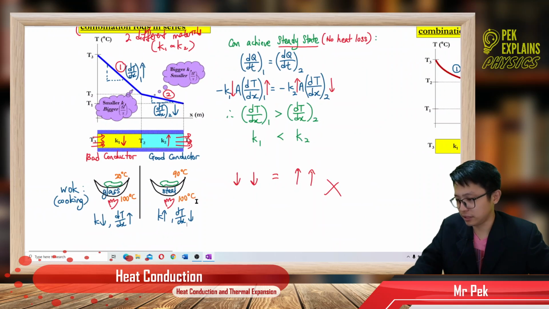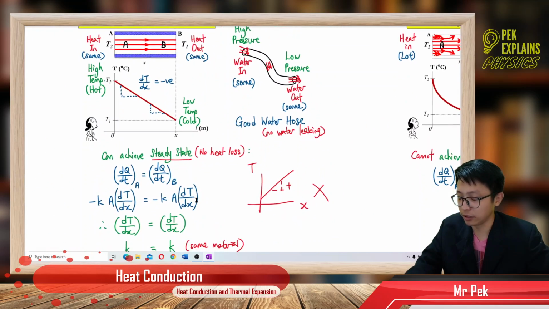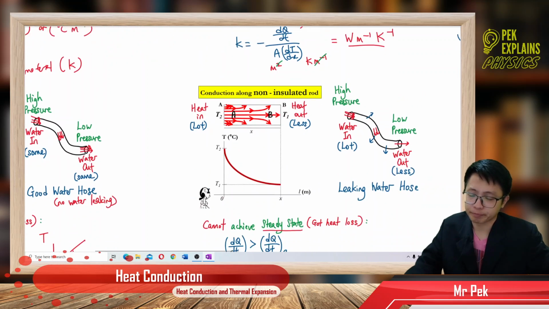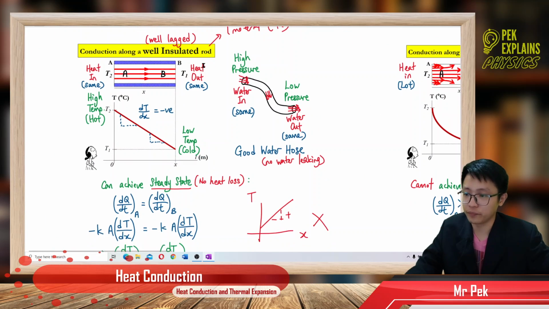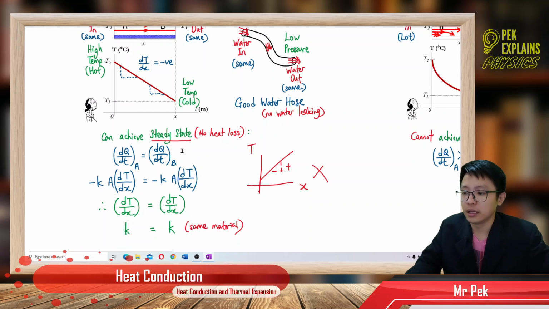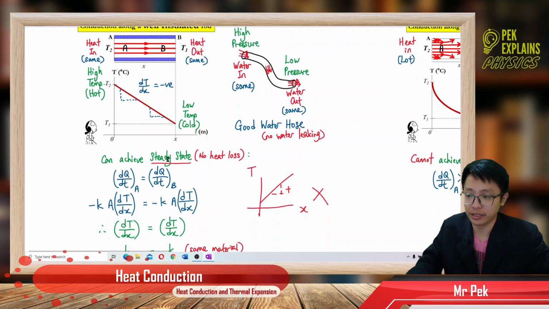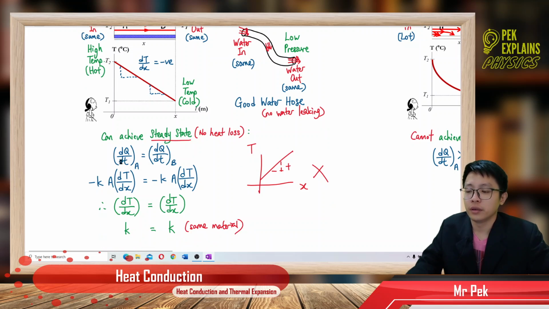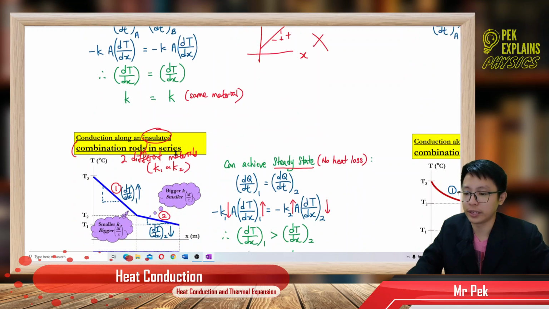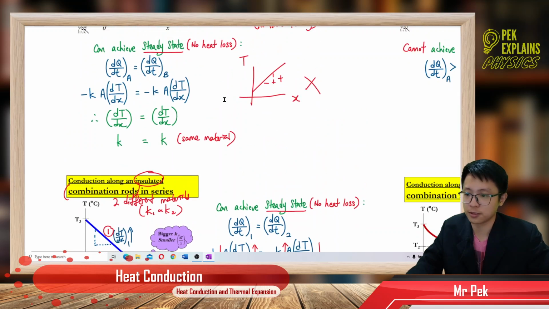So that's about this temperature gradient. Now that's all about insulated rod. One thing I want to emphasize about insulated rod is that an insulated or well-lagged rod can achieve steady state. That means the rate of heat flow at one end and the other end will be equal. We can use the formula dQ/dt for the first part equal to the second part, the rate of heat flow is constant, no heat loss.